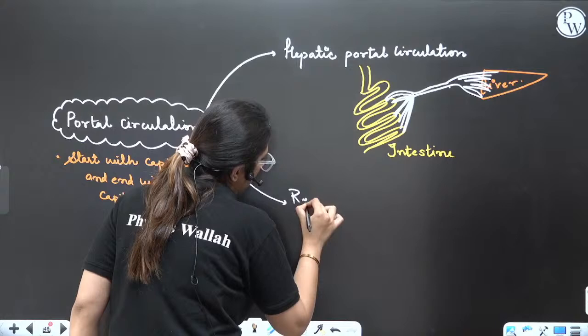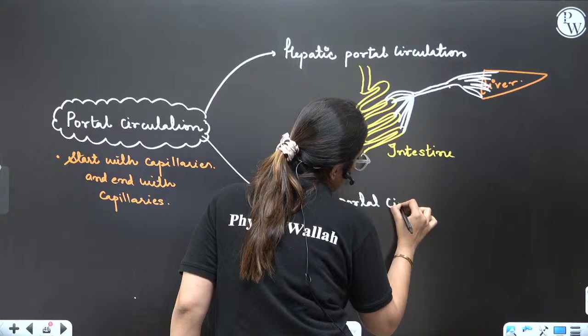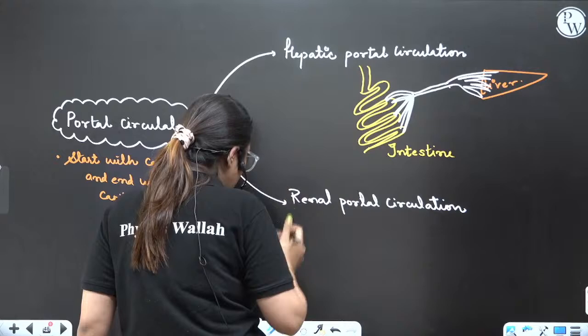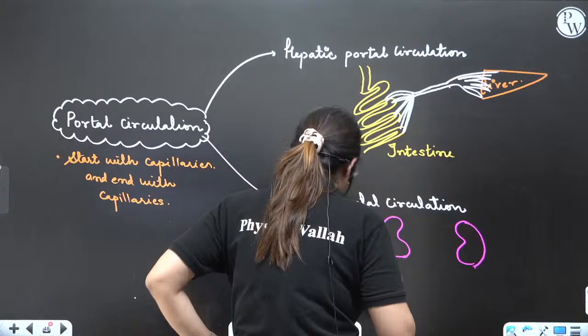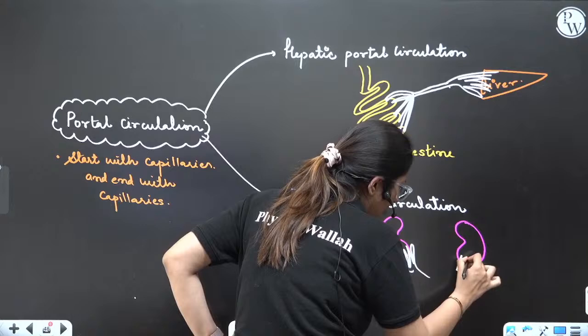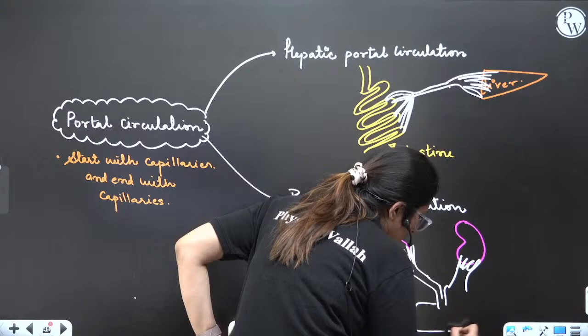Renal portal circulation. So, what is a renal portal circulation? Renal portal circulation is that circulation where, these are the kidneys, here some capillaries are coming, and they ultimately go to the lower part of the body.